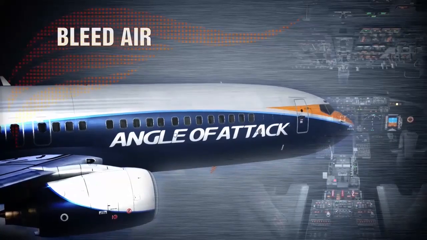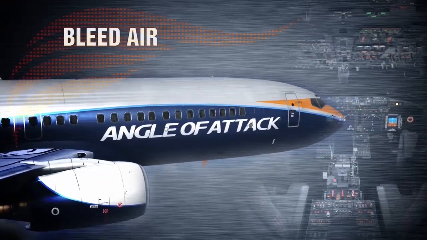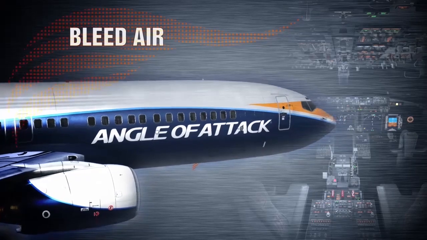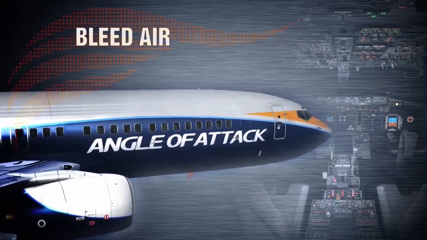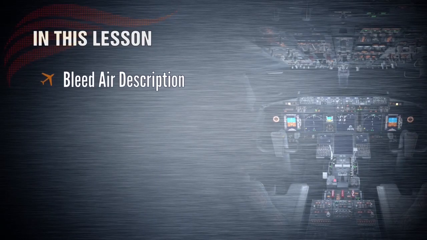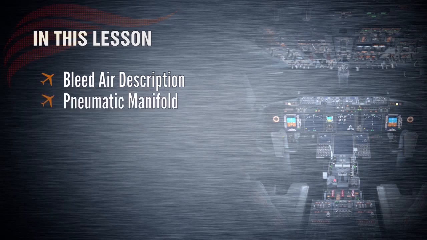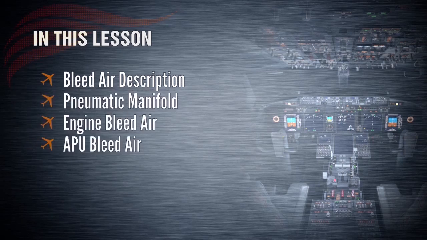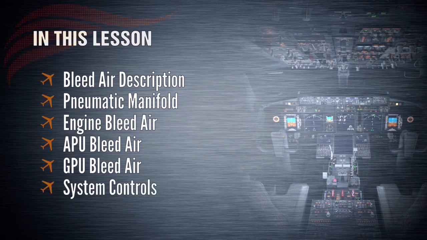Hello, and welcome to the Bleed Air System lesson in the PMDG 737 Next Generation Groundwork from Angle of Attack. This lesson will cover the following topics: bleed air description, application, and sources, pneumatic manifold, engine-supplied bleed air, APU-supplied bleed air, and ground air connection. Bleed air system controls and cockpit indications will be discussed progressively as we move along in this lesson.